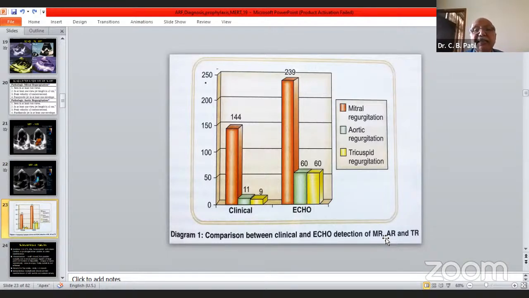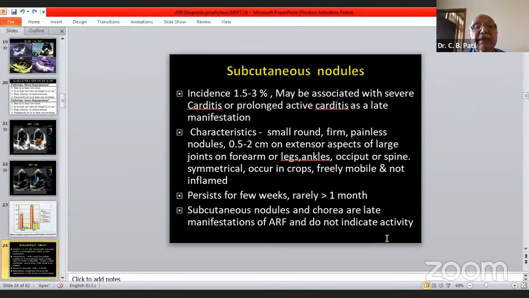In the clinical study, mitral regurgitation was hardly seen in 144, whereas along with echocardiography, it was seen in almost 210. That means definitely echocardiography is going to detect MR, aortic regurgitation, and tricuspid regurgitation to the maximum extent compared to clinical detection. That's why it's very important.